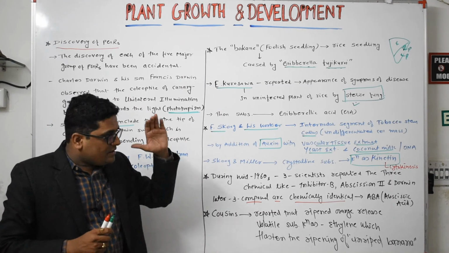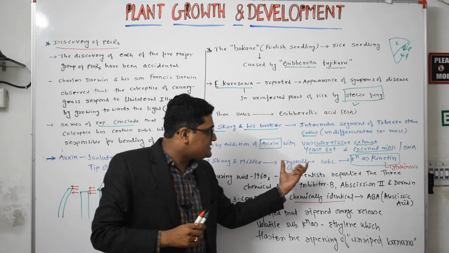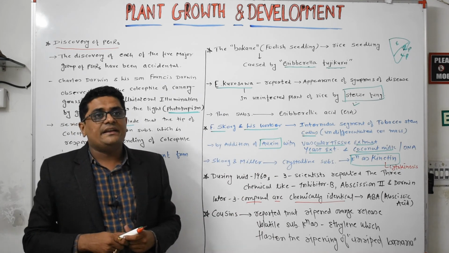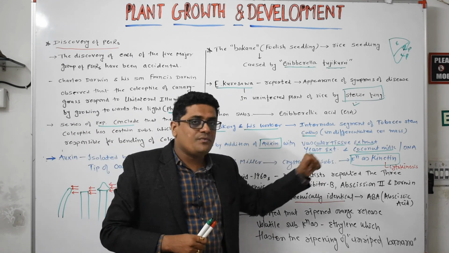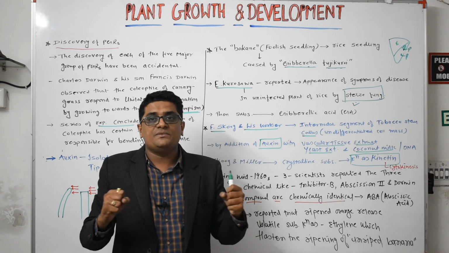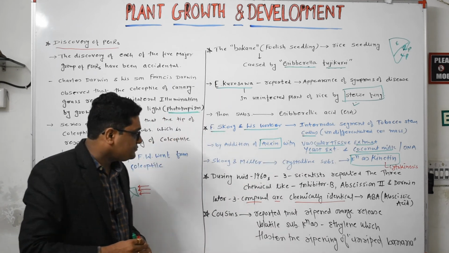And then Skoog and Miller isolated the crystalline substance from this extract, and it is known as kinetin. This kinetin is responsible for cytokinesis, meaning it is responsible for the division of the cell, and it helps in the formation of the callus.